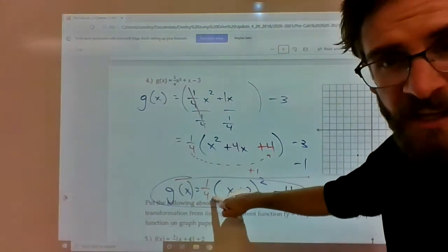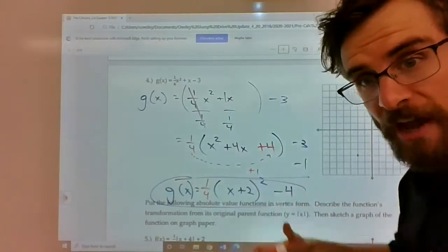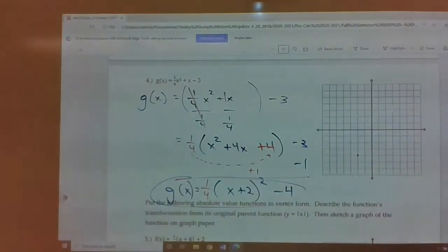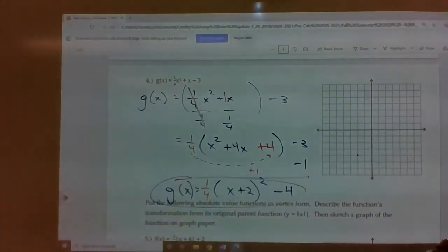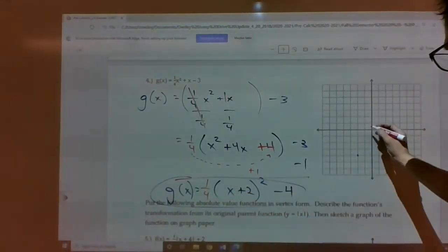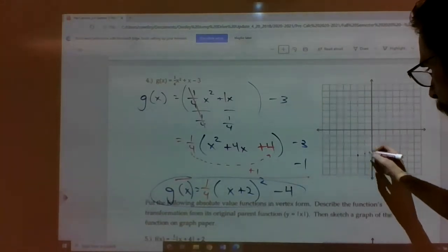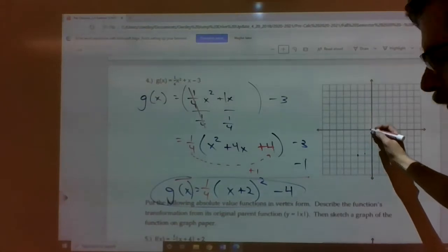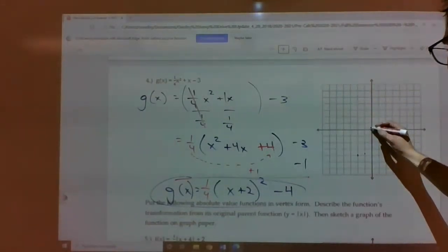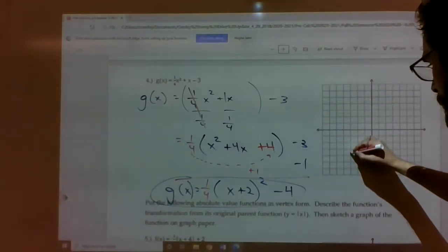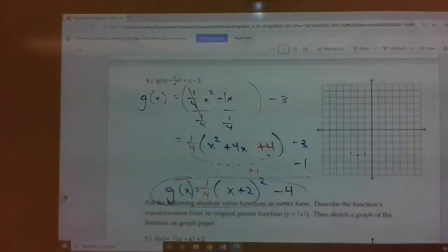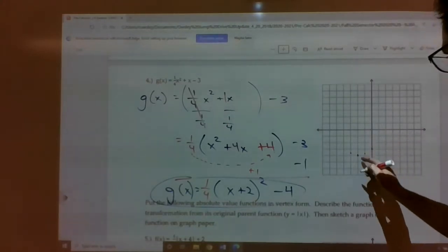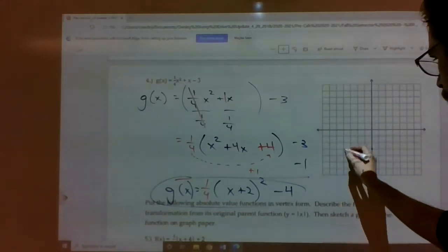This 1/4 is going to flatten it. It's going to compress it. It's going to make it shrink. It's going to make it a wider parabola. The points end up being -1, -3 3/4. If you plug in 0, you get -3, which means you've got a partner point over here.